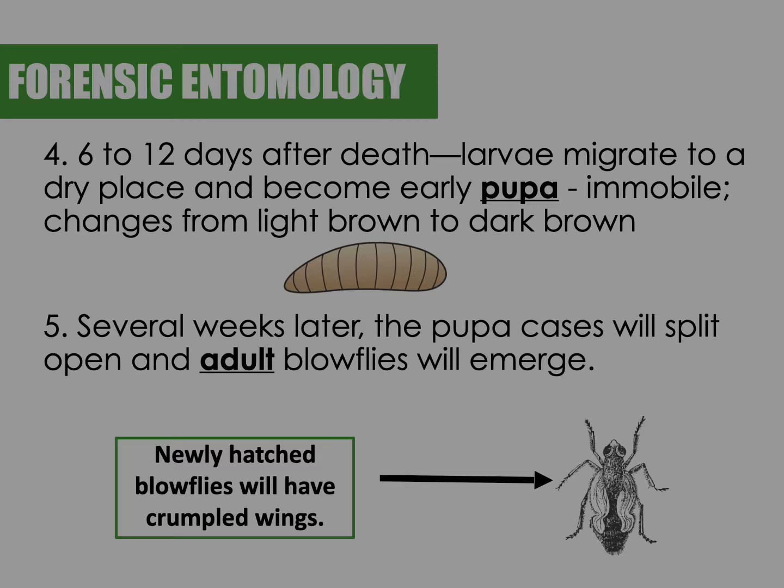And several weeks later, the pupa cases split open, much like a butterfly chrysalis would split open, and adult blowflies emerge. So it's a lot less pretty. Newly hatched blowflies have crumpled wings, and that is because they have been encased in a tight pupa. And so after they break out of that pupa casing, their wings have some room to spread out. And so eventually the wings uncrumple, but they are crumpled up at first.